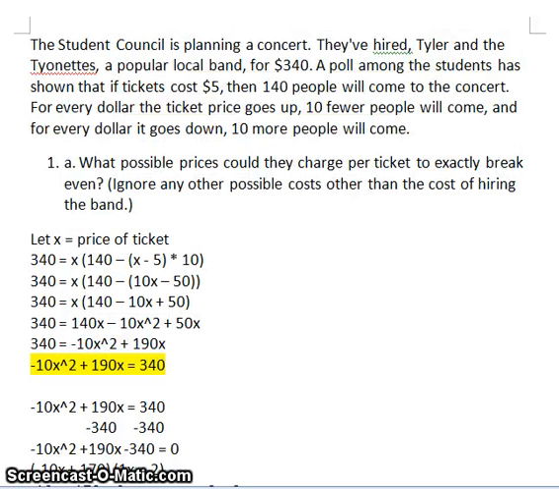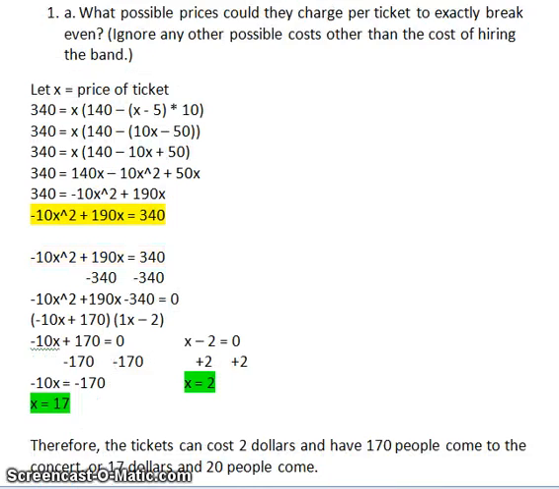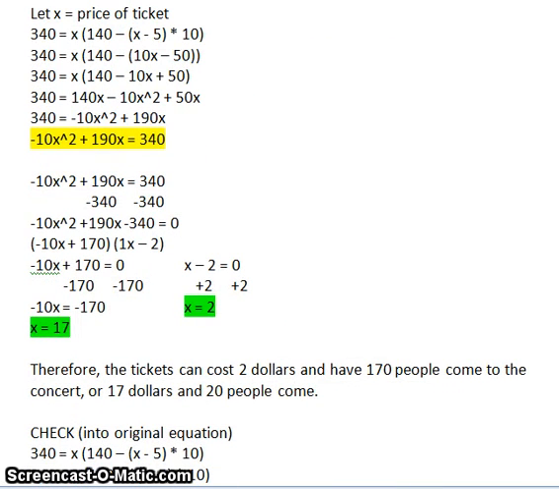For part 1A of the final POW, I found two equations to model this problem. The first way is to let x equal the price of the ticket. So the equation I figured out was 340 equals x times (140 minus (x minus 5) times 10).